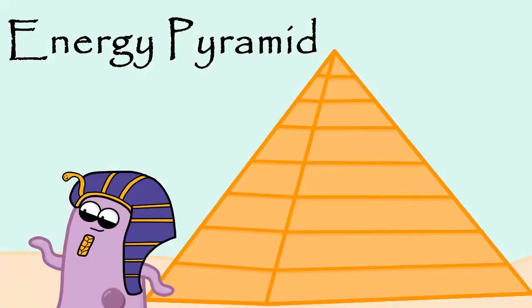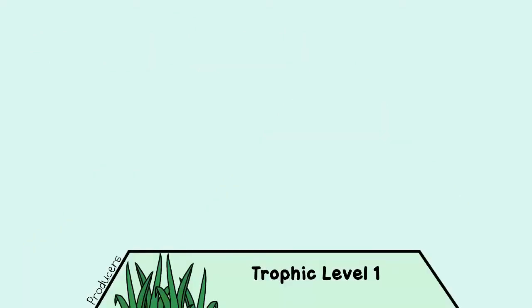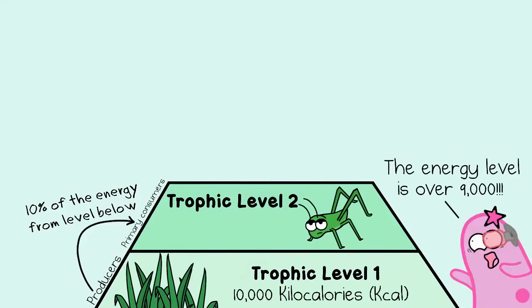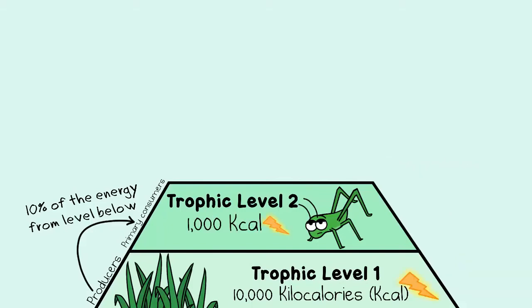You can also arrange this same food chain into an energy pyramid. The producers are at the base here, in trophic level 1. They actually contain the most energy. What is crazy to think about is the primary consumers here, in trophic level 2, they actually only store 10% of the energy from the producers. Meaning, let's say the plants here had 10,000 kilocalories. That's a unit of energy. Well, the next level here, the primary consumers in trophic level 2, they would only store 1,000 kilocalories of energy.